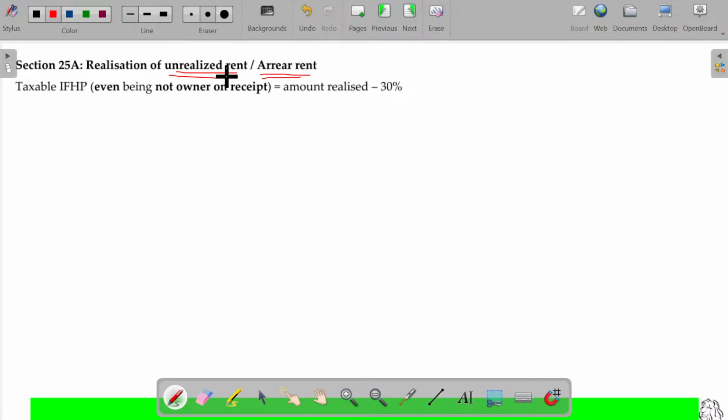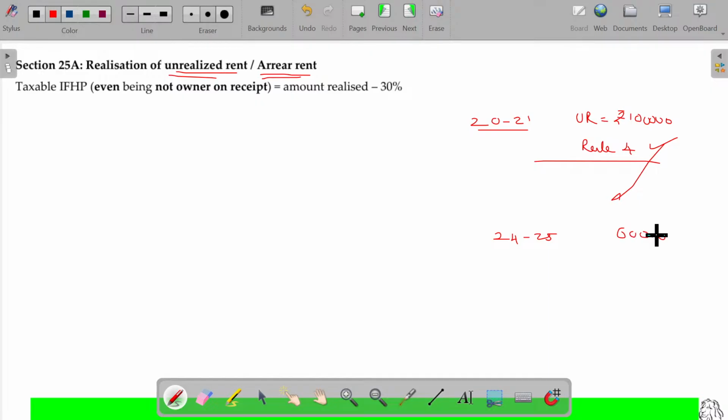So, in 2021, we have an unrealized rent of rupees 1 lakh, and we claim this deduction as the condition laid in rule number 4 is satisfied. In the previous year 24-25, out of that, 60,000 is received. What about the taxability of this, sir? Straight away deduct 24,000 rupees from here, balance 36,000 is taxable. This deduction is as per Section 25A. Is that clear? Amount realized minus 30%, not the full value. Any amount realized, from that 30% is subtracted.